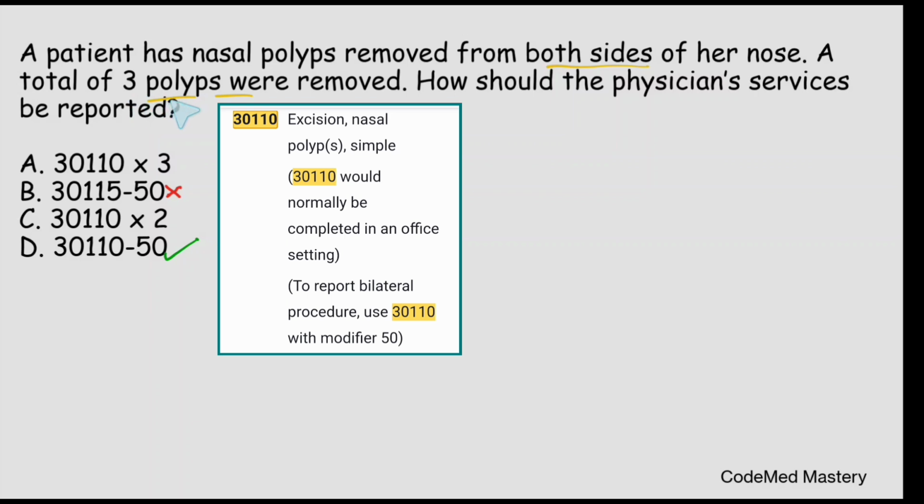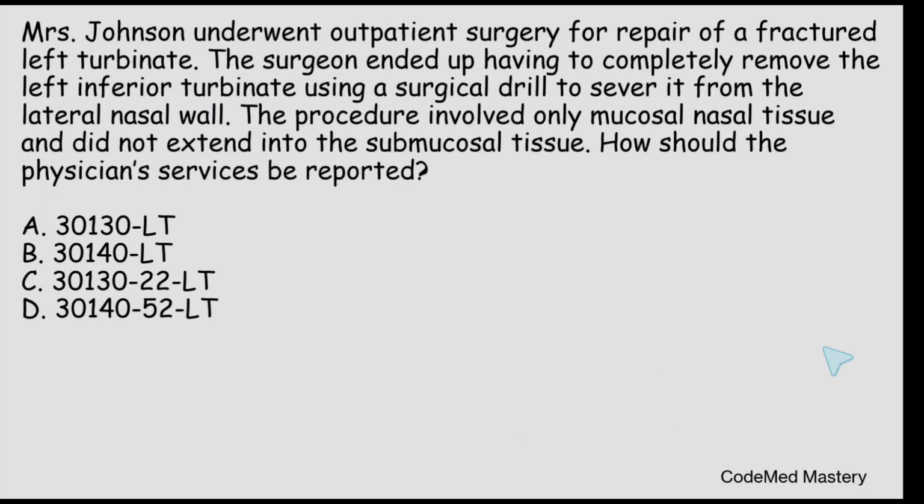Though they have mentioned 3 polyps in the question, the number of nasal polyps excised does not affect the reporting because the code description mentions polyps, right? So it may include multiple polyps. So we need not multiply 30110. Therefore, option D is the right answer. Let us move on to the next question.